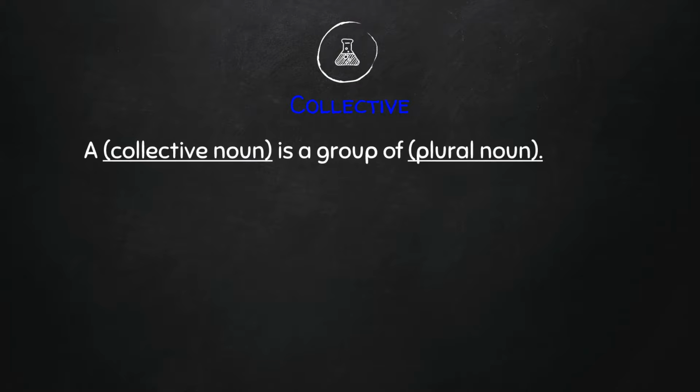A flock is a group of birds. So flock here is a collective noun. It talks about many of the same type of bird all together. Instead of saying, "Hey, there's a bird, bird, bird, bird, bird, bird, bird, bird," I can just say, "Oh, there's a flock." Makes it a lot simpler.